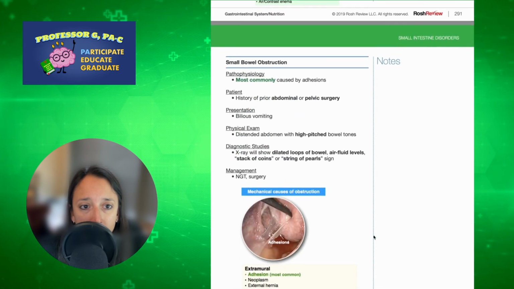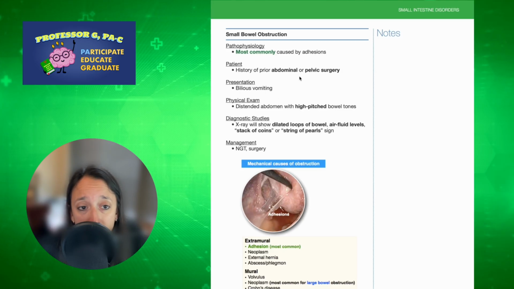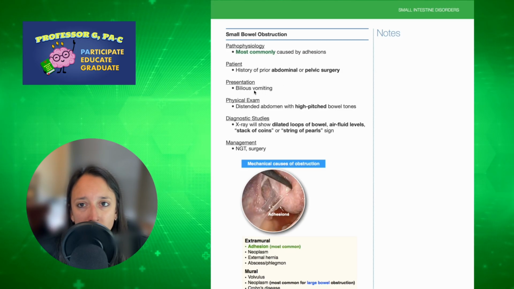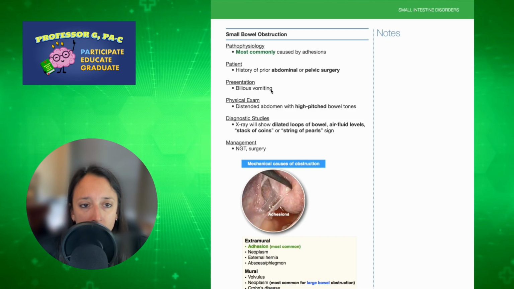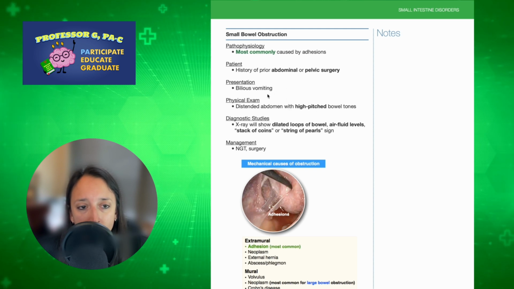Okay. Small bowel obstruction, SBO. So it is more common than a large bowel obstruction, most commonly caused by adhesions from prior abdominal surgery. So you're going to look for that in the history. They can have bilious vomiting depending where the small bowel is obstructed, if it's past where the bile is injected into the bowel.